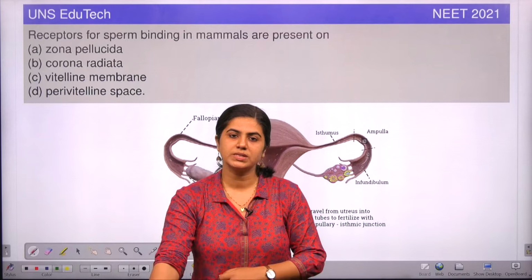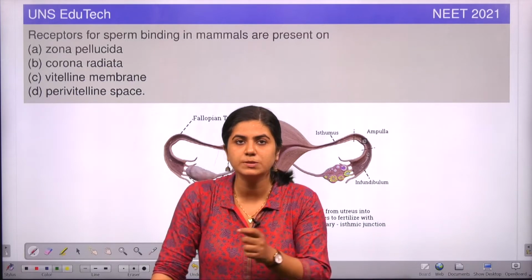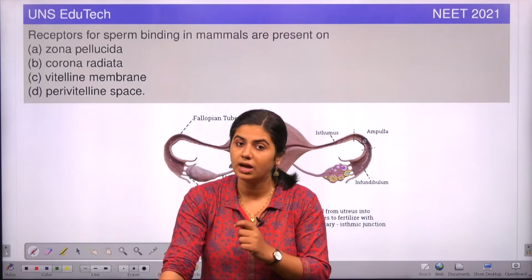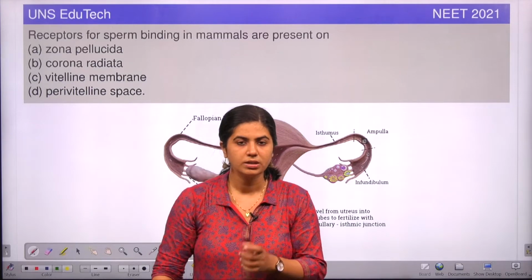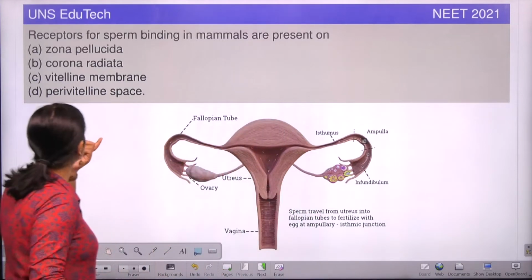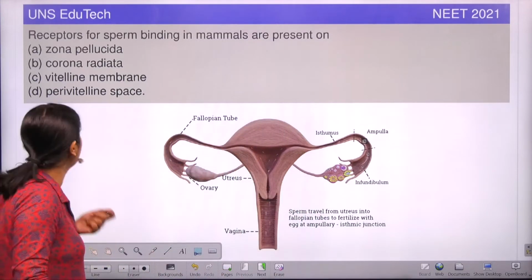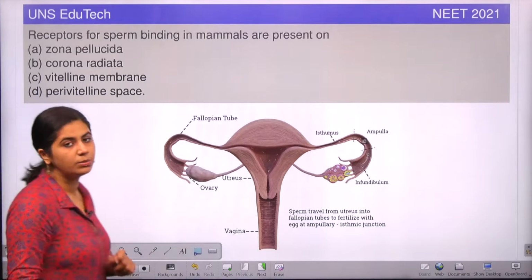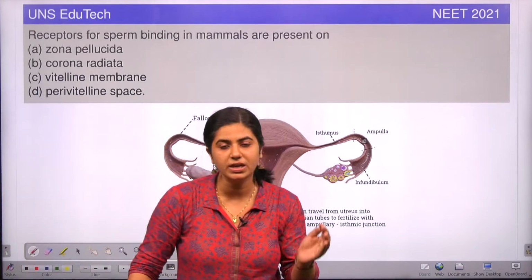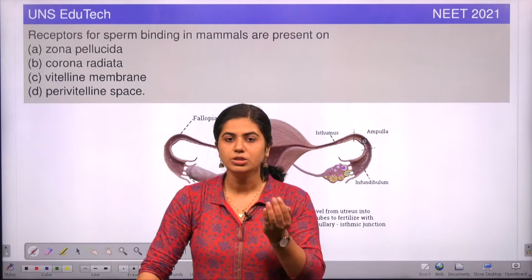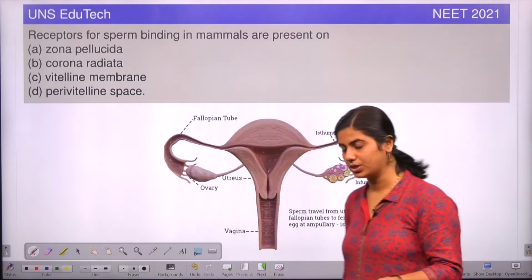Today's question is: receptors for sperm binding in mammals are present on? The options are zona pellucida, corona radiata, vitelline membrane and perivitelline space. These are the different layers of the ovum, right? So what happens during fertilization?